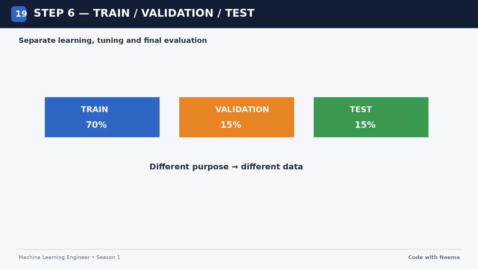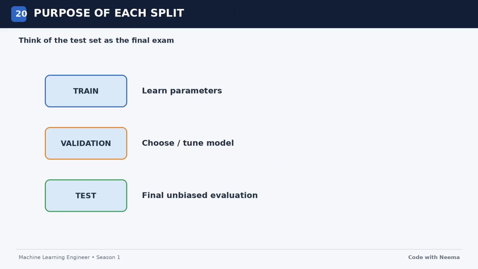Now we need to split our dataset. A common approach is to have three sets: training data, validation data, and test data. The exact percentages are not fixed. The important idea is that each dataset has a different purpose. Training data is what the model learns from. Validation data helps us make decisions during development. We might use it to compare hyperparameters or models. And finally, the test dataset should be treated as an unseen dataset for final evaluation. The test set is essentially our final exam.